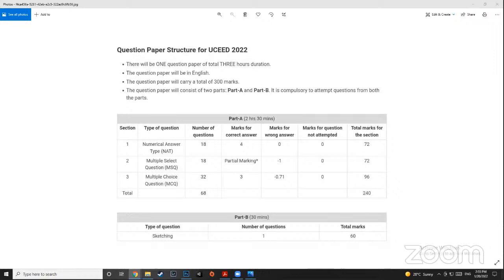I'm just checking whether there are any question format based questions. Otherwise, we'll move to the. Okay, so you want to understand the partial marking system again. Okay.